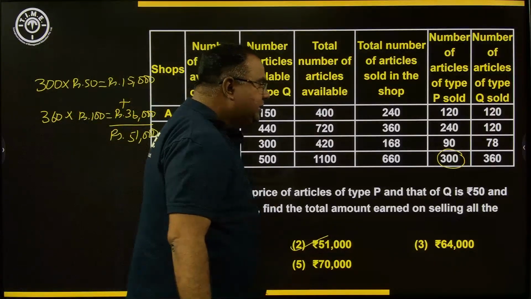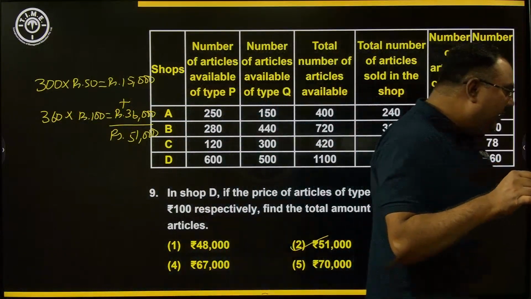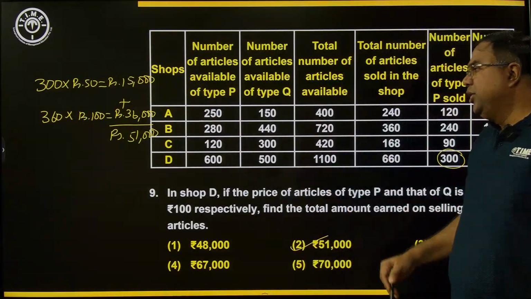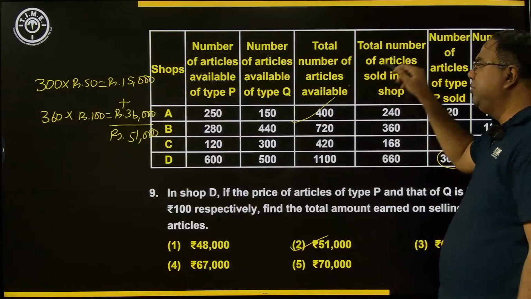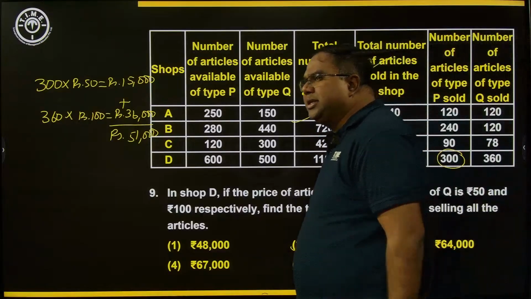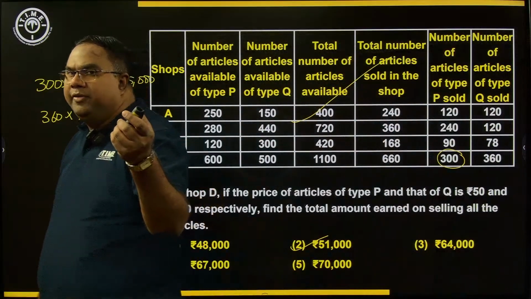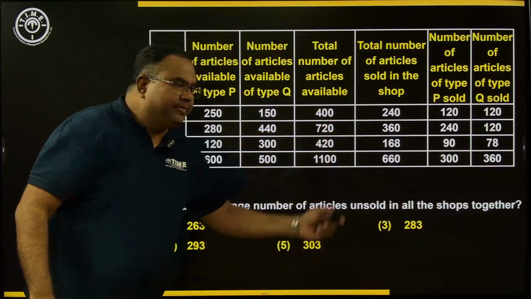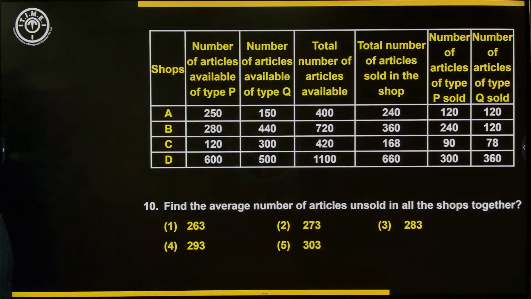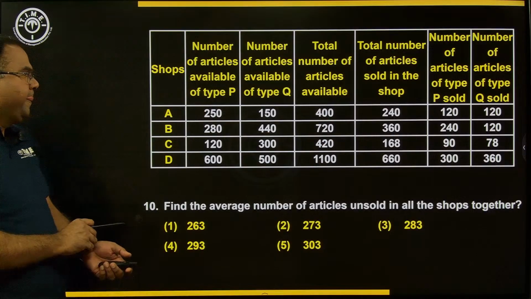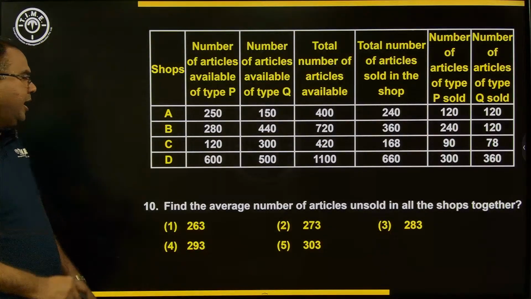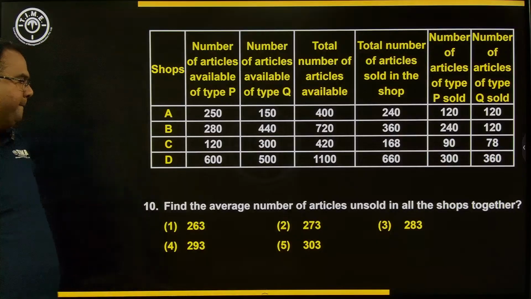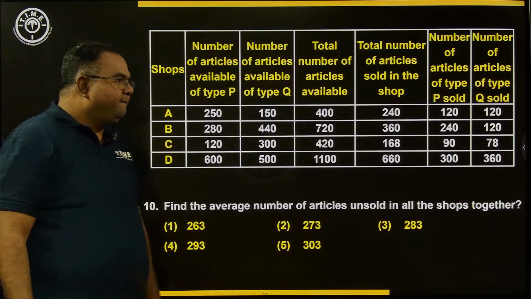Simple question. See, the whole idea is to get the data. Correct answer, Bharani, very good. Once you get the data, you can answer the questions easily. This data is important. Once you have the data, you can answer the questions, right? One more question. All of you try. 10th question on your screen, please. Average number of articles unsold in all the shops together. I'm waiting.